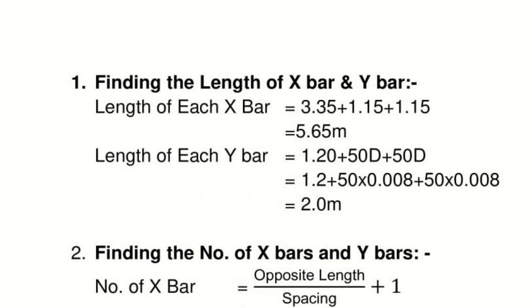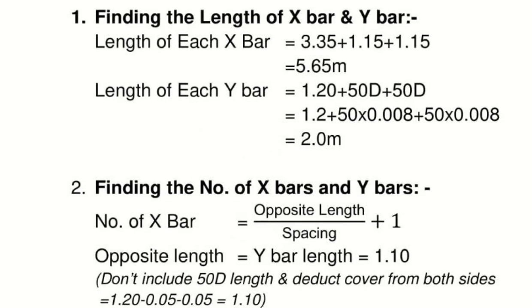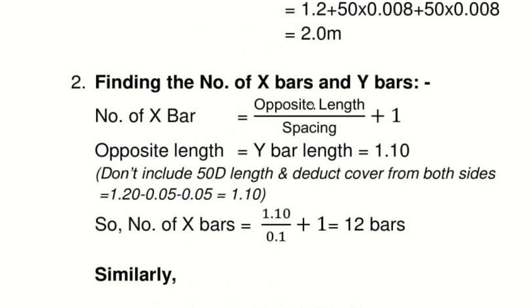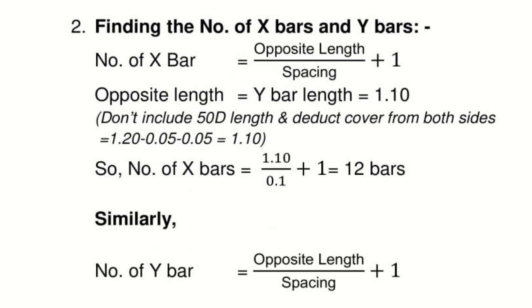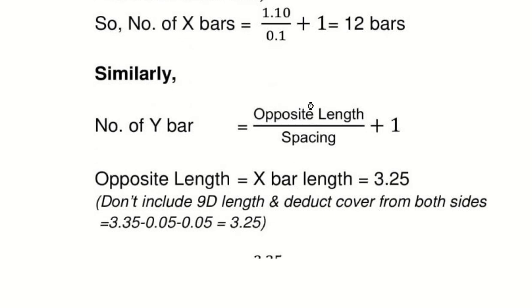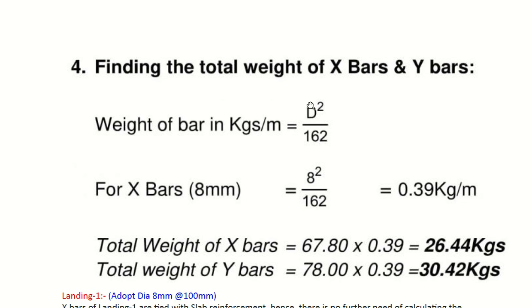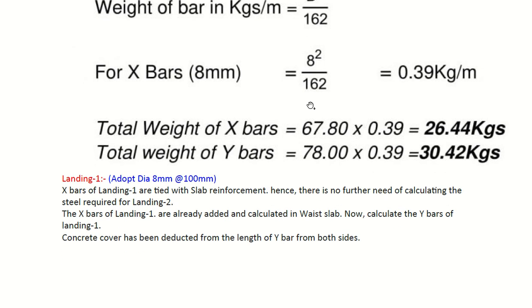As you can see over here, for the x bar, one landing, the other landing. For the y bar, same as before, the length is the same. Number of bars, again, for the x bar and the y bar, you get the same numbers, obviously, because the length of the slab has not changed. It's still taking 78 again.